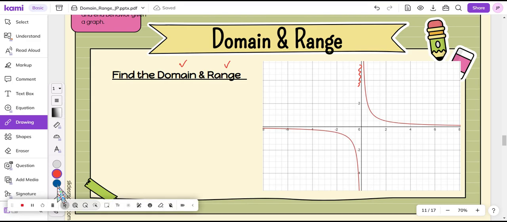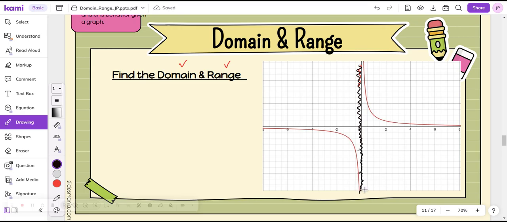Tried to make that blue. Hold on. Okay, we'll make it black. There's a vertical asymptote right here. So a vertical asymptote is an imaginary vertical line that the graphs are approaching but not touching. So when we do our domain, we do have arrows here, here, here, and here. So there's 2 branches to this graph.